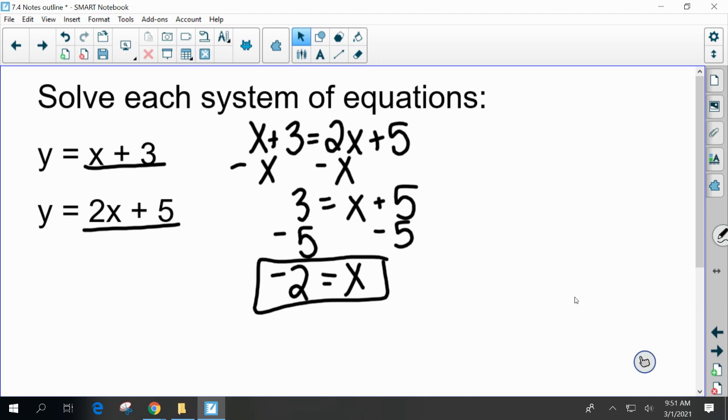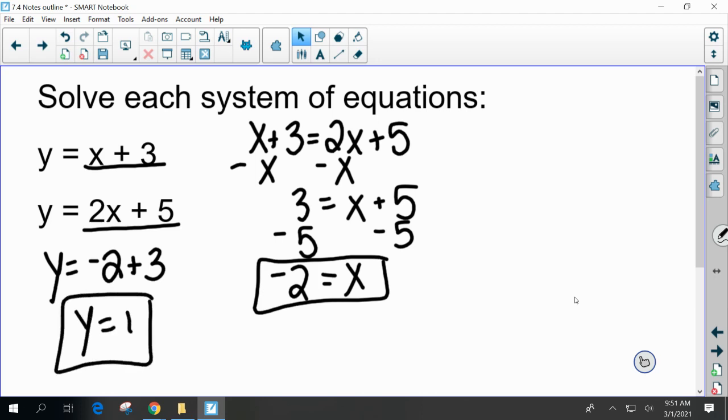I'm going to take x equals -2 and plug it into either of these equations. If I plug it into the top, I would have y equals -2 plus 3, because x equals -2. So y would equal what? 1. Now I've solved both parts of the equation. Those are my two answers.